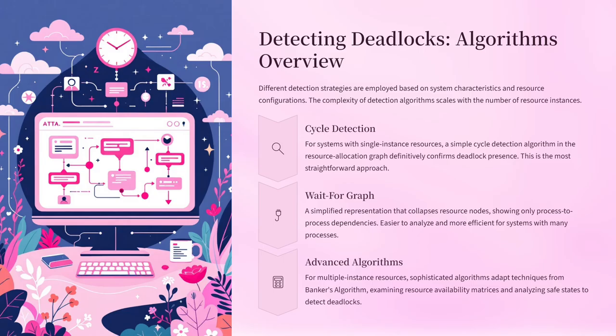Let's begin with an overview of deadlock detection algorithms. Different detection strategies are used depending on the system design and the number of resource instances available. When dealing with single instance resources, we can use a simple cycle detection algorithm in the resource allocation graph. If there is a cycle, it means a deadlock exists.